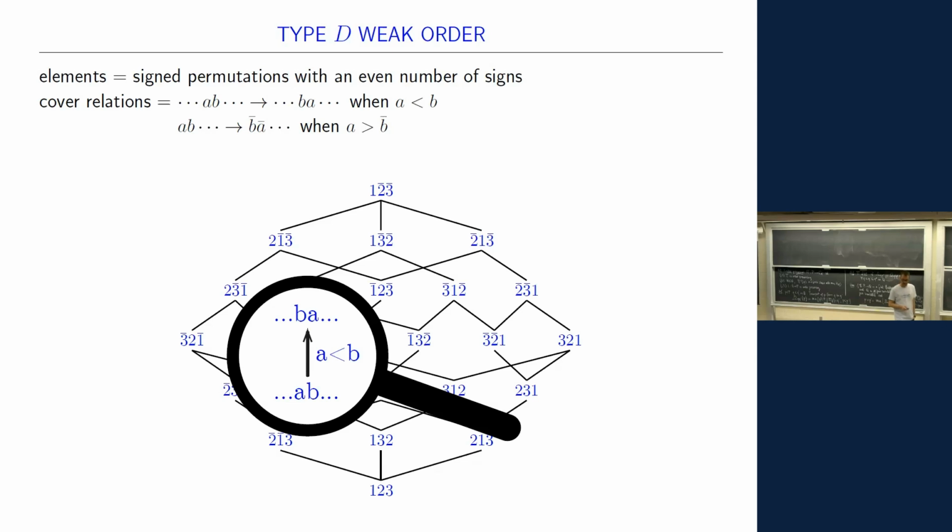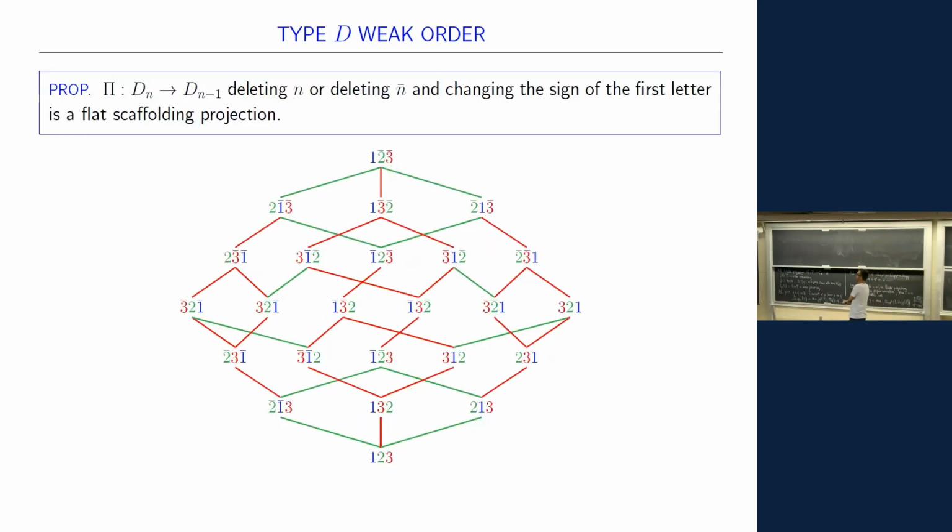The second kind of relation is that if I see at the beginning AB and A is bigger than -B, then I can exchange A and B and change the sign of both of them. That's the type B rearrangement. And again, we have a natural projection map from the type D_n order to the type D_{n-1} order, which consists in: if you see n, you delete n. It doesn't change the number of negative signs. If you see -n, then you delete n and change the first sign. So at least you stay in D_{n-1}.